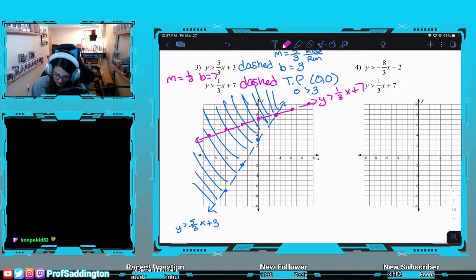All right, and then we're almost done. We've got to do our test point, and it doesn't go through the origin, so victory is ours. We can use (0, 0). So if I plug in 0 for x and 0 for y, I get 0 is greater than 7. Is this true? Still false.